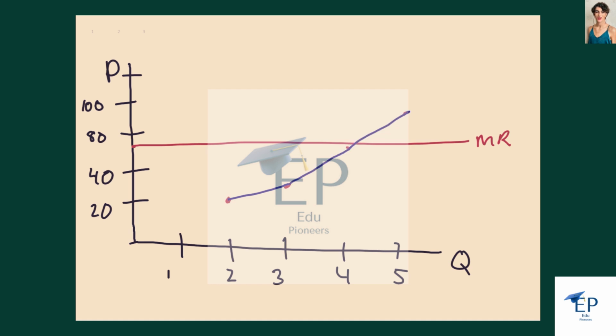Right? So we are going to produce at this point over here. This is a little over 4. Okay, so the profit maximizing quantity, quote unquote, would be at 4 units because that is the closest to where marginal revenue equals marginal cost.